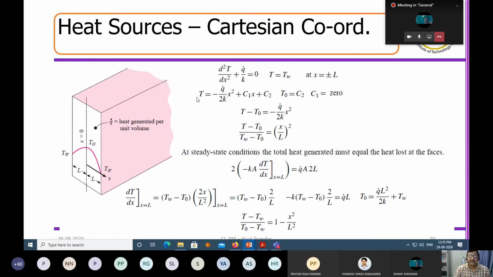I need not tell you this even. You know already that T will have a parabolic form. Now you have to identify C1 and C2. How do you identify C1 and C2? You have two boundary conditions. At x equal to 0, T equal to T0. And at x equal to plus or minus L, you have T equal to TW. If you enforce these two boundary conditions, you will get a temperature profile like this, which tells you what the profile is.